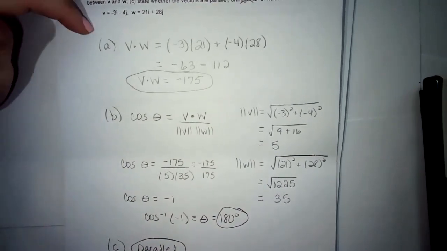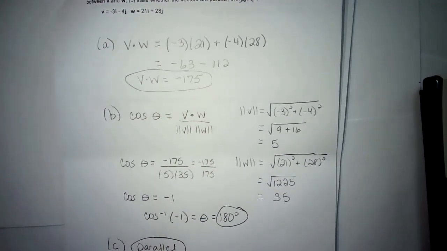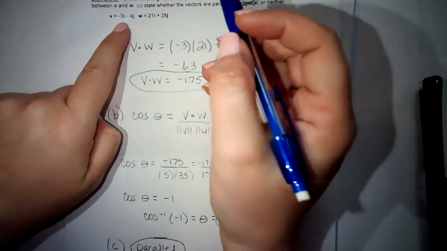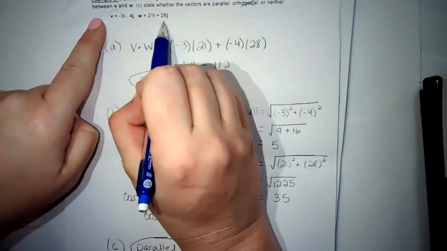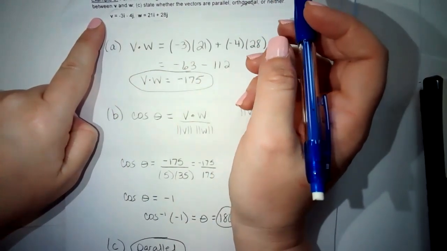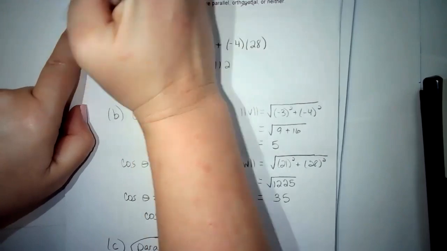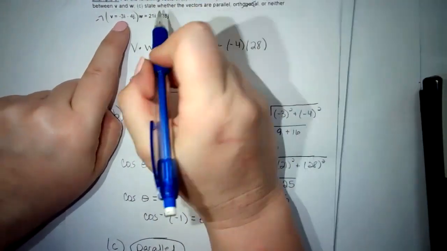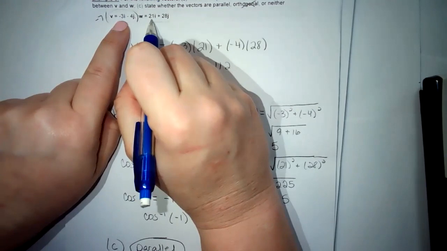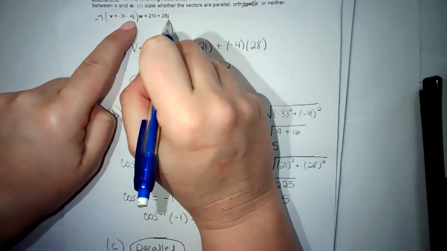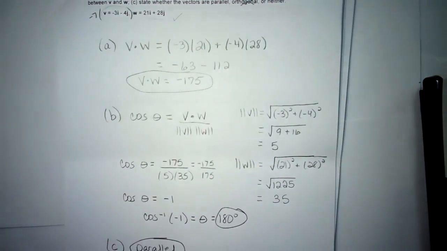If we go back up to the V and the W, another characteristic of parallel vectors is that one of them is a multiple of the other, which means, can you take the smaller one and multiply it by a number and get the bigger one? If I take this one, what number can I multiply him by to get this one? How about a negative 7? Negative 7 times negative 3 gives me positive 21. Negative 7 times negative 4 is positive 28. So sure enough, that's another characteristic.